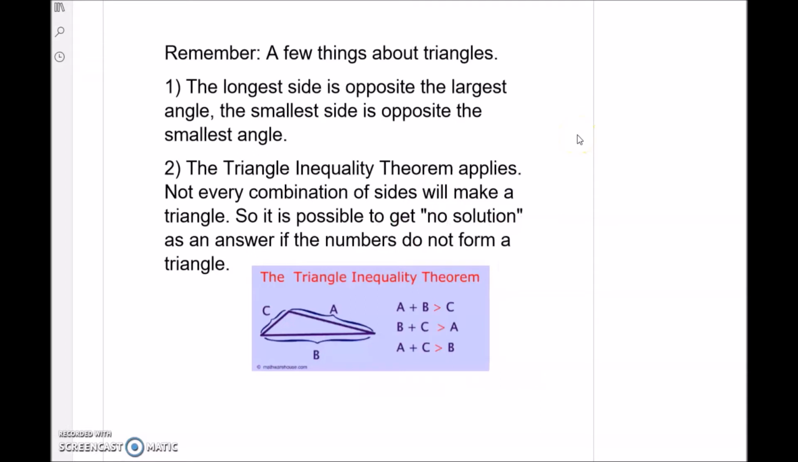So just a few things. Let's remember a few things about triangles. Remember that the longest side is always opposite the largest angle, and the smallest side is opposite the smallest angle.